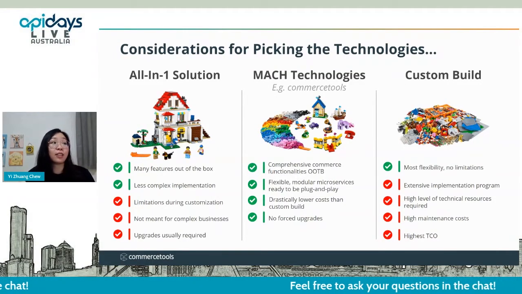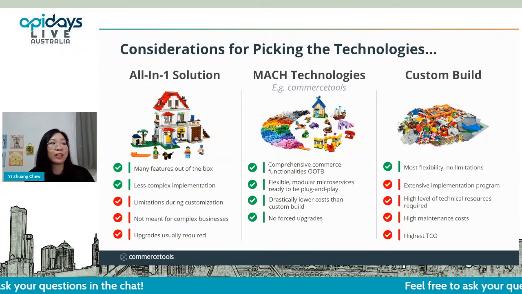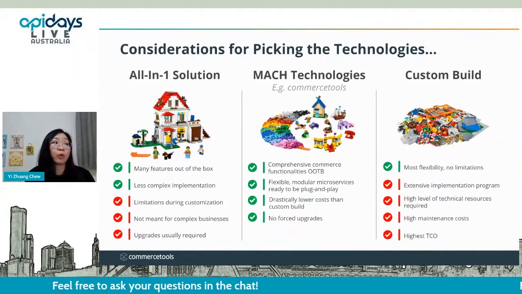But what's difficult is when I start realizing that my business is not really what this house can provide me. Maybe I want to change the colors of the windows, or maybe I want to change the furniture inside. It becomes a little bit more complex to do that. And I might face limitations when I'm going down this path.